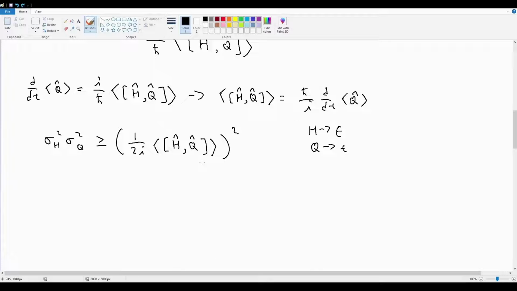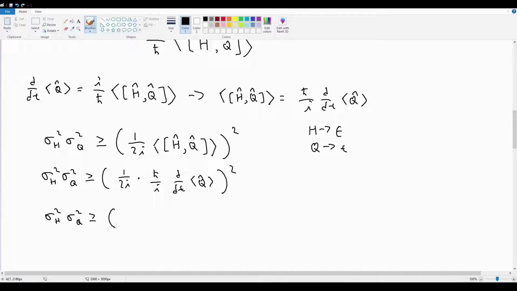So let's start by plugging in this relation that we just found into this. So this is going to give us sigma h squared, sigma q squared is greater than or equal to 1 over 2i, multiplied by h bar over i times d by dt of the expectation value of q hat, this whole thing squared. Now, these two terms make a negative 1, but because everything is being squared, I can just throw away that negative 1. So sigma h squared, sigma q squared is greater than or equal to h bar over 2 times d by dt of the expectation value of q hat, squared.